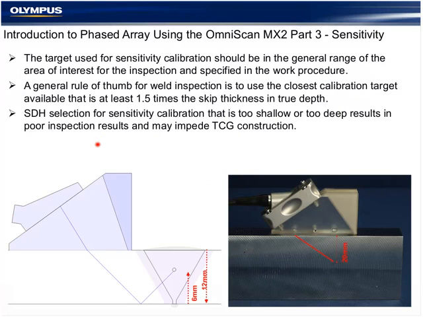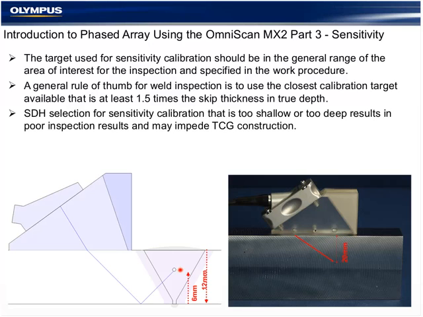The target used for the sensitivity should be in the general area of interest for the inspection or specified in the procedure. General rule of thumb is to select a target approximately 1.5 times the thickness in true depth. So a side drilled hole selection for sensitivity that is too shallow or too deep results in poor results and can impede the construction of the TCG if that's required.